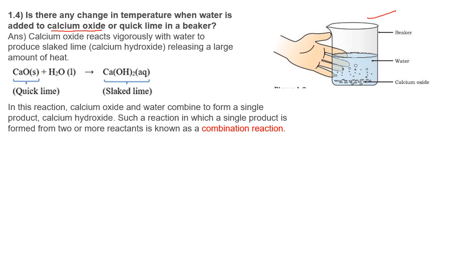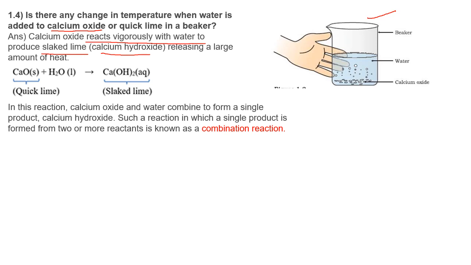Here the answer is: calcium oxide reacts vigorously with water to produce slaked lime. Slaked lime is calcium hydroxide. So you have to write down that it is a vigorous reaction. It is an exothermic reaction because when you touch the beaker, you can feel that the beaker has become a little hotter, right? Here is the chemical equation: calcium oxide plus water gives Ca(OH)2. Fine, it is the balanced equation.